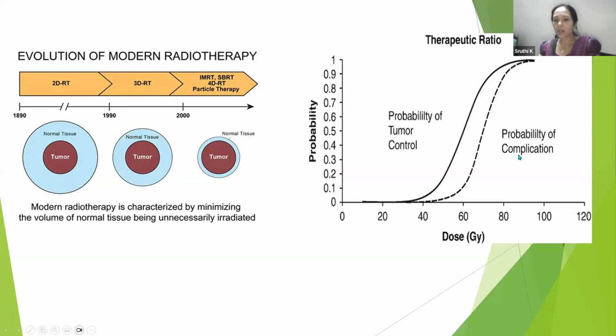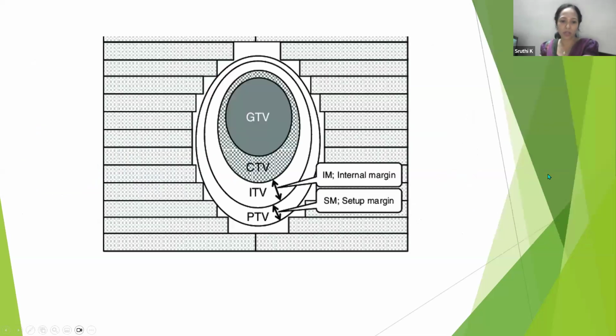You can see this curve here. This is the curve which shows that you should always maintain this therapeutic ratio. The TCP should be high. That is, the tumor control probability should be high, whereas the normal tissue complication probability should be low. So this is the classical graph of therapeutic ratio in radiation oncology.